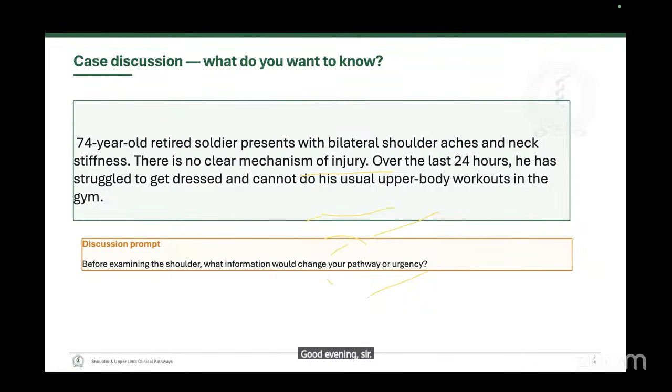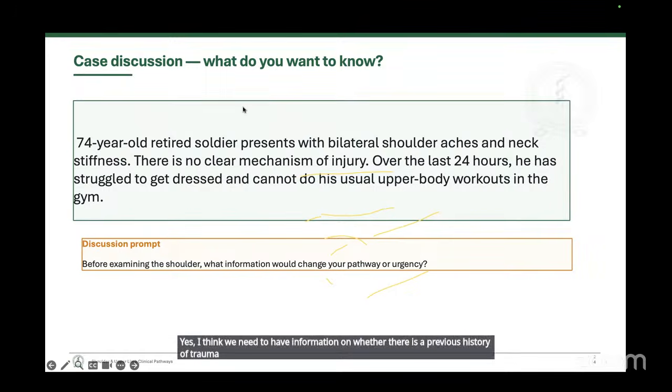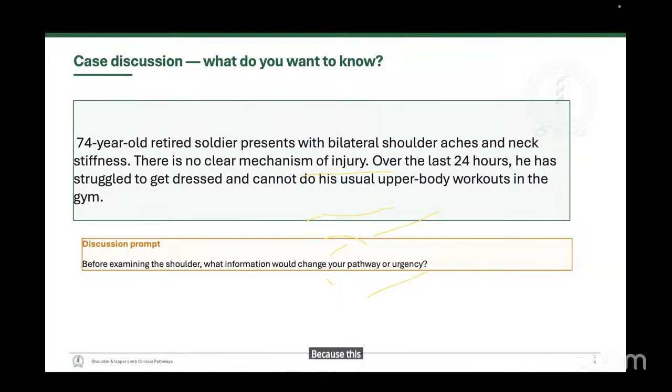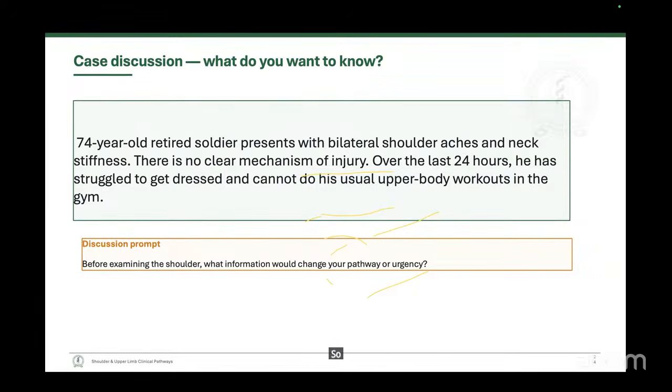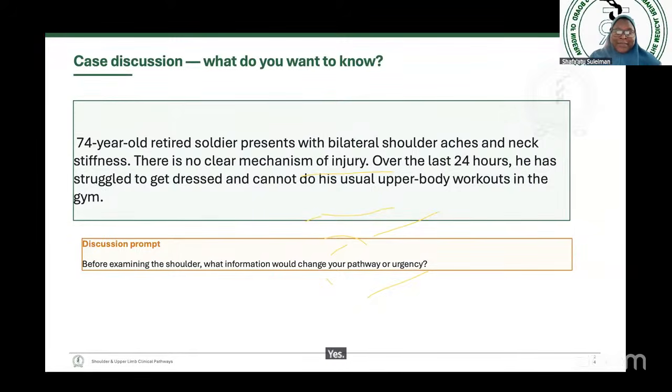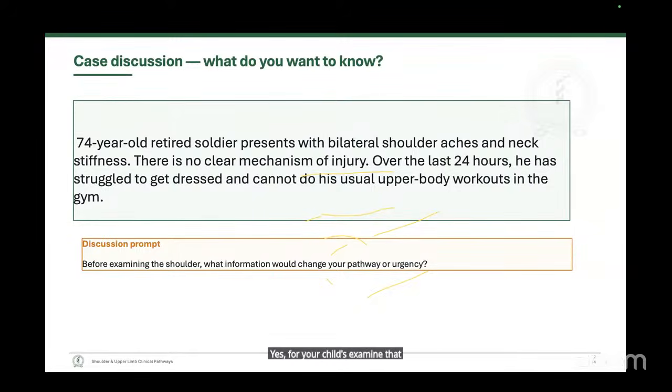I think we need to have information on whether there is previous history of trauma or fall, because this guy is a soldier. You need to know all this previous information, because that will give you a clue. Okay. For your chance, examine that patient.